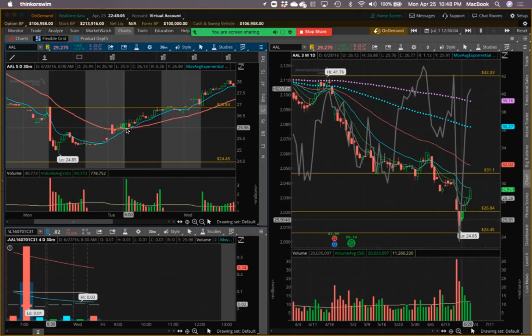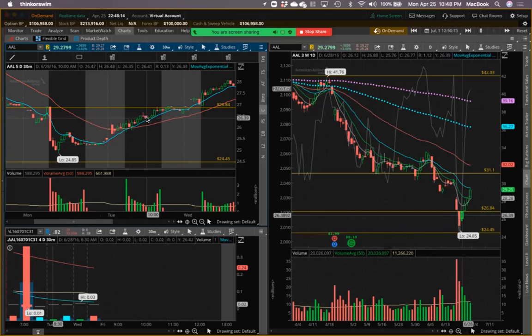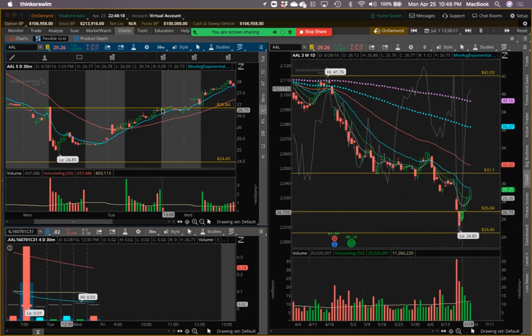And the 8 and 34 EMA crossed, right? That's key, the 8 and 34 EMA crossed. And then we had the higher high, and we had the higher low. Now we have another higher high, and it kind of just went flat before it ended the day.